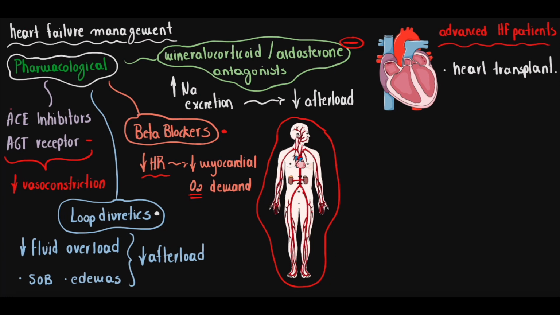So this is why we have angiotensin receptor blockers and ACE inhibitors. These prevent vasoconstriction, so we have more blood in the vessels and less in the heart. Loop diuretics will help us decrease the afterload by excreting volume and decreasing the volume inside the vessels. Again, mineralocorticoid aldosterone antagonists have the same effect. They will decrease afterload through sodium and water excretion.